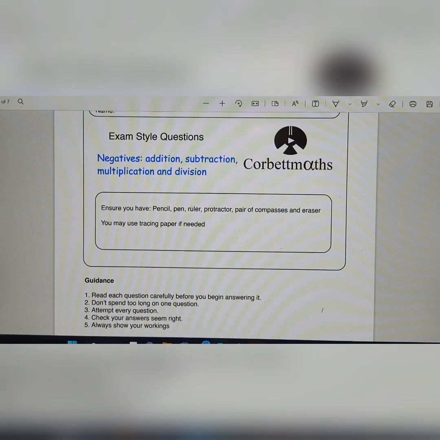So we're going to be looking at negative numbers, addition, subtraction, multiplication and division from Corbett Maths. I'm going to put the link in the description of the video.